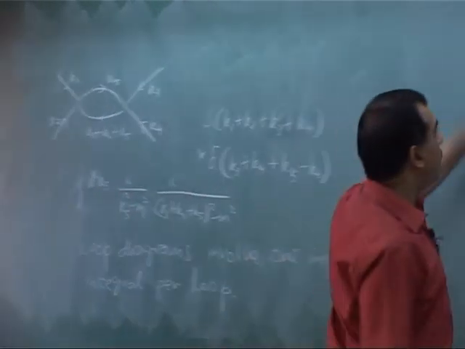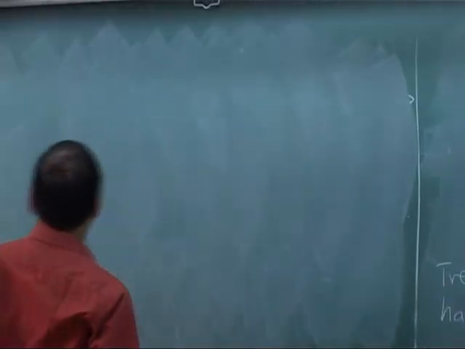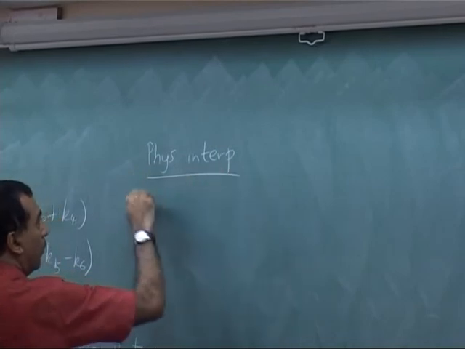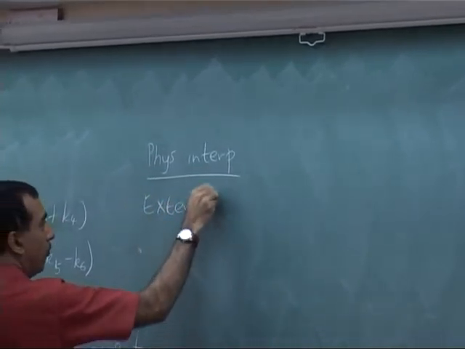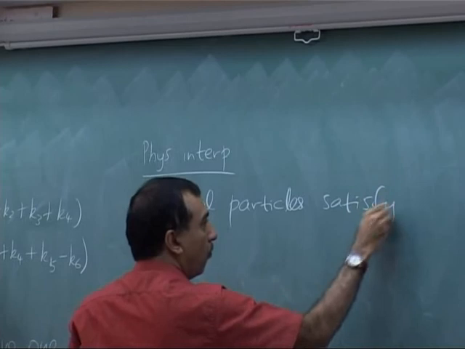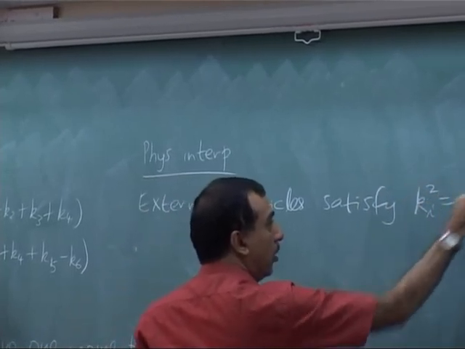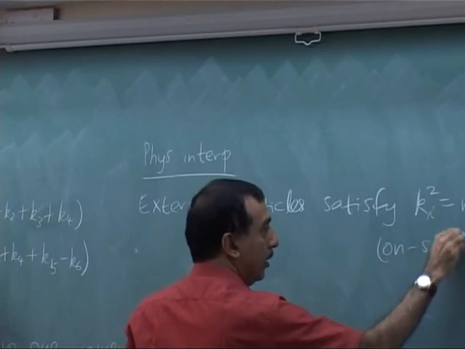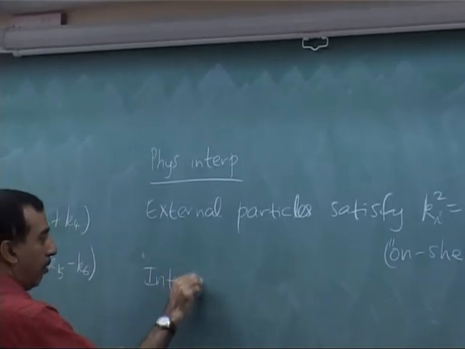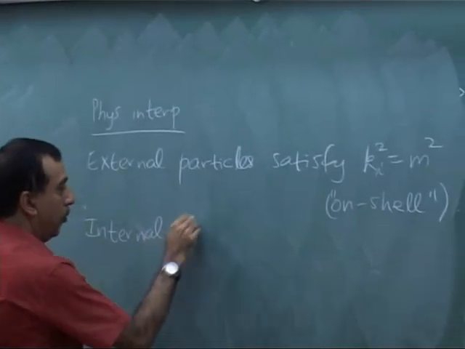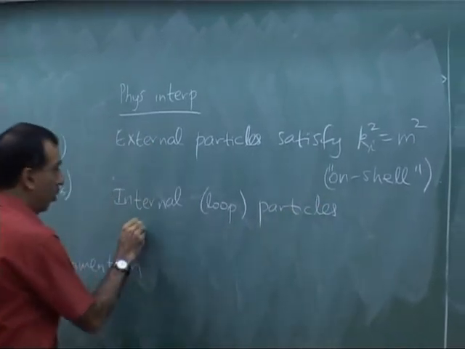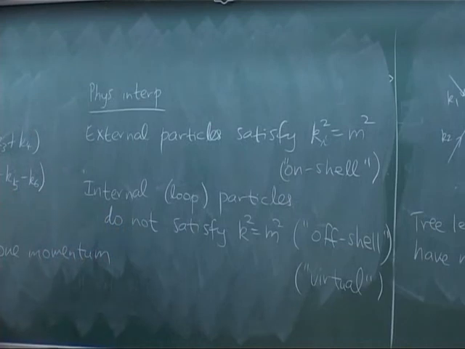Now, the physical interpretation people give, but you should take it with all the warnings I gave you: external particles satisfy ki squared equals m squared, and anything that satisfies this is called on shell. Internal particles, that is, those propagating in loops, do not satisfy this. This is what it means.